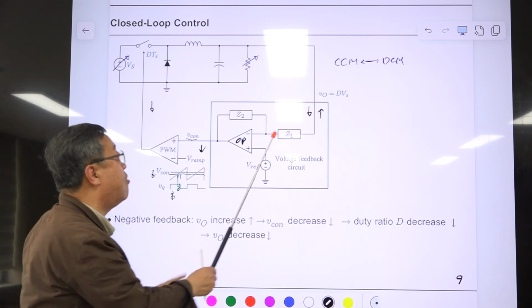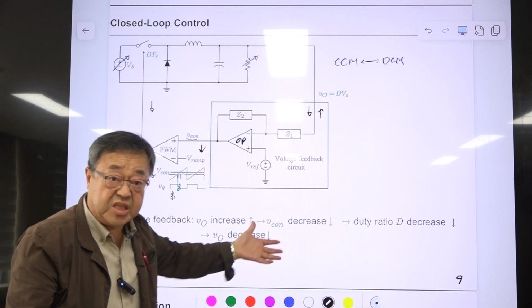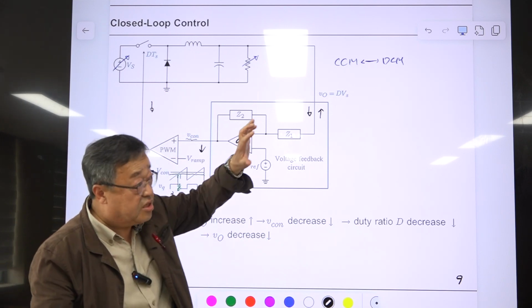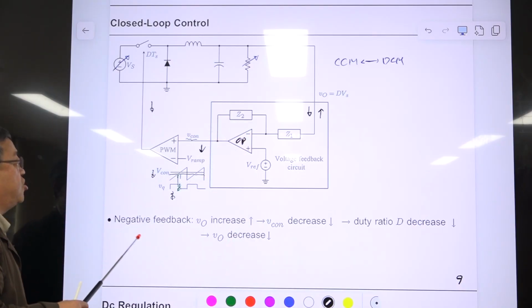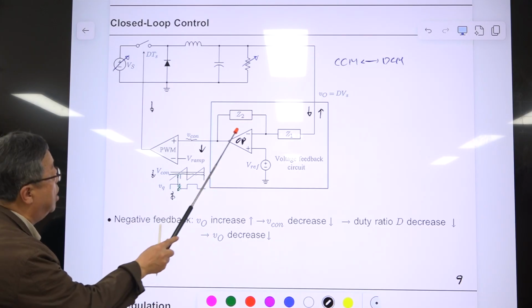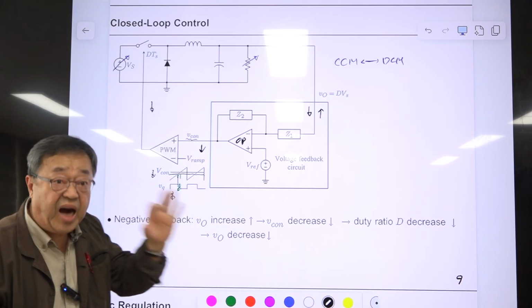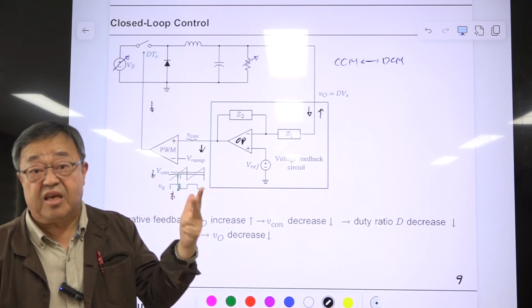If some error occurred, this feedback loop fixes that in the opposite direction. If something increased, then it reduces. So this is the feature of negative feedback. For that, you should have only an odd number of minus signs. Okay, 1, 3, not 2.